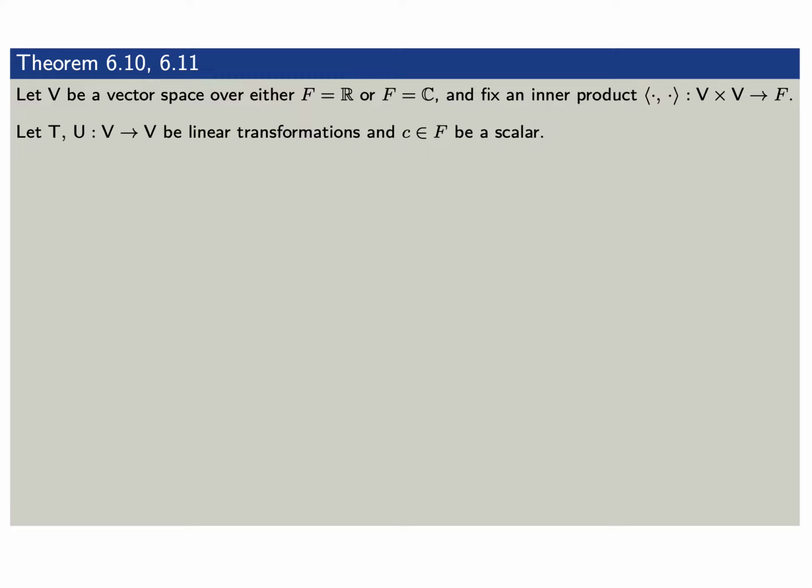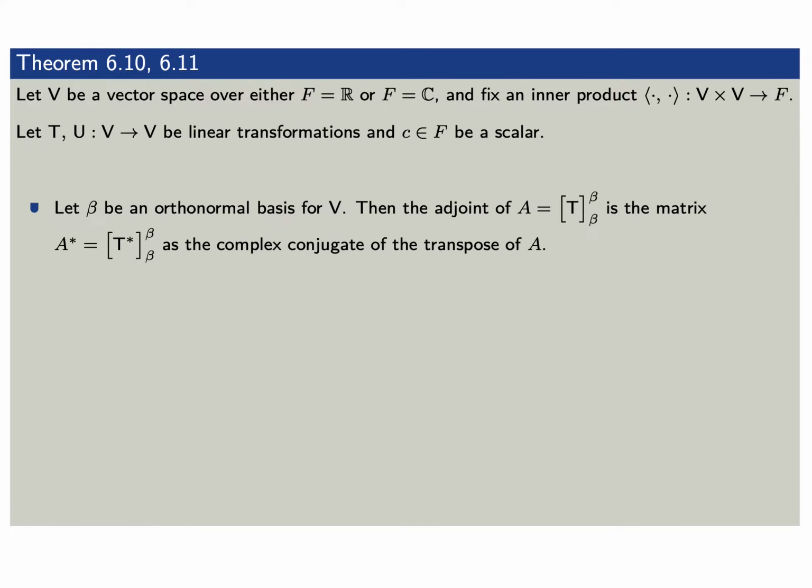Let's consider the following result, which is the main result for the day. As before, say that V is a vector space over either the real numbers or the complex numbers and fix an inner product. Let T and U be two linear transformations from V to itself, and let C be a scalar. Fix an orthonormal basis beta for V. We'll denote A as the matrix representation of T with respect to beta, so that A star, namely the matrix representation of the adjoint of T with respect to beta, is the complex conjugate of the transpose of A.